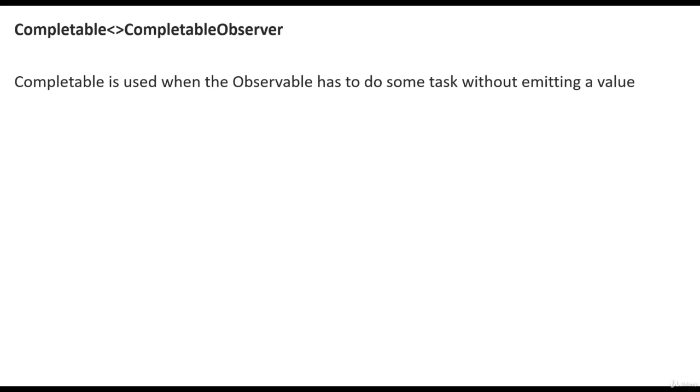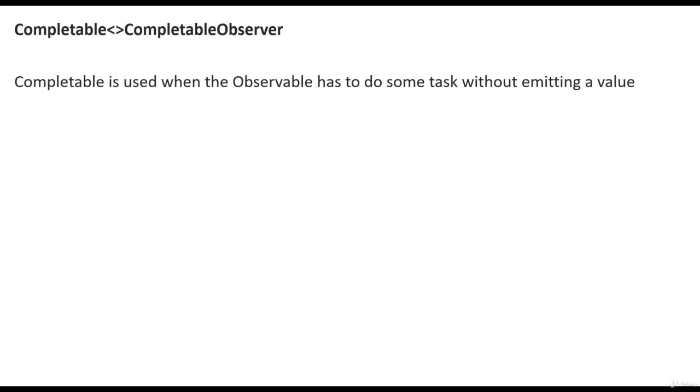Today let us take a look at the Completable and the CompletableObserver. The Completable is used when the observer has to do some tasks without emitting a value. That is really interesting, because till now what we have learned is that the observable does some tasks and emits a value, but here we can see that the Completable does some tasks without emitting a value. That is the interesting point.